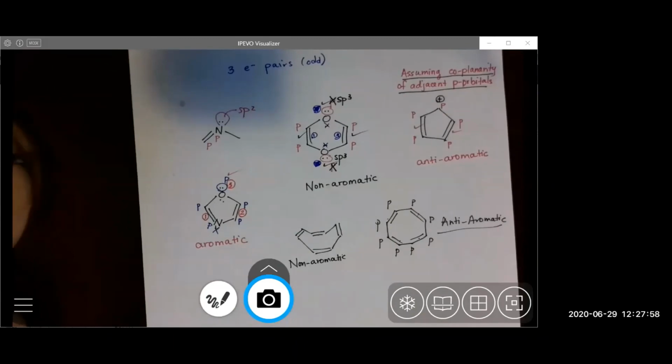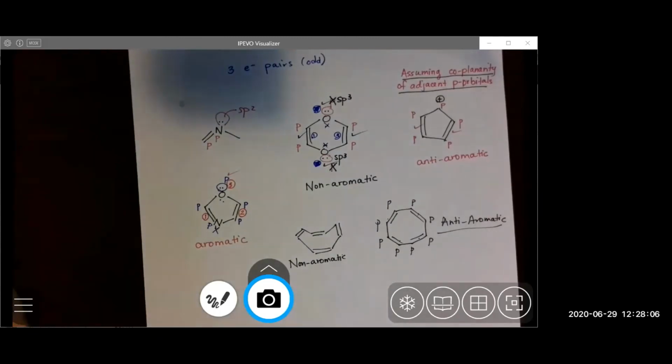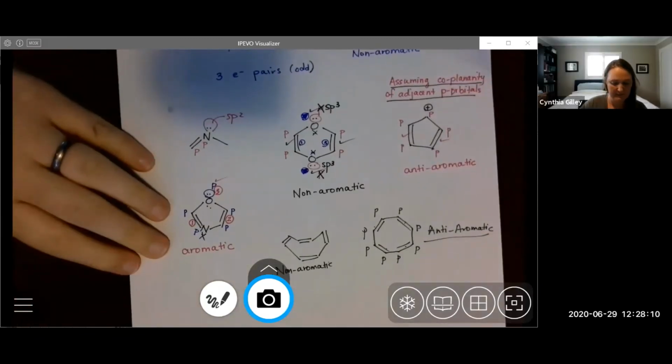Dr. Gilly? Yes. I'm a bit confused with the hybridization. I think you said earlier something about sp2 having the p orbital. Okay. Does sp3 not, right? Like I'm thinking about that energy diagram.